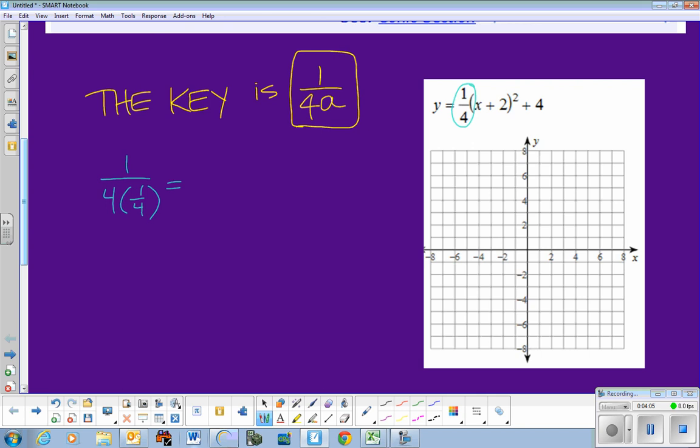All right, 4 times 1/4 is 1. 1 over 1 is 1. So that distance is 1. This one's nice and easy, worked out smoothly. We'll do another one that's not quite as smooth, but that's it.